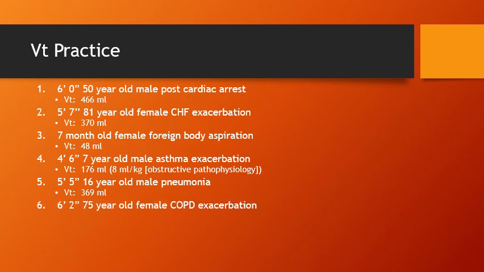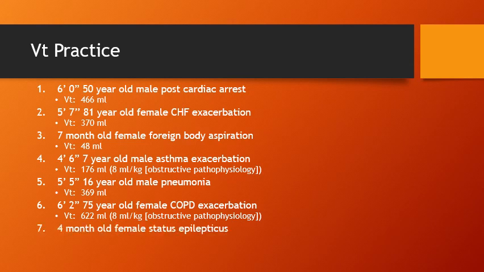Patient number 6 is our 75-year-old female with a COPD exacerbation. So pause the video and calculate her initial tidal volume. And you should have gotten a tidal volume of 622 milliliters. So again, COPD exacerbation falls under that obstructive pathophysiology, so we're going to use a tidal volume of 8 milliliters per kilogram. If we multiply 8 by her ideal body weight, that gives us 622 milliliters for her tidal volume.